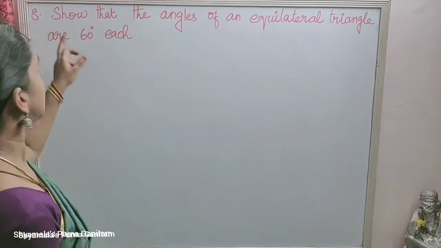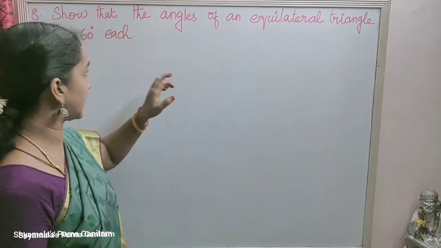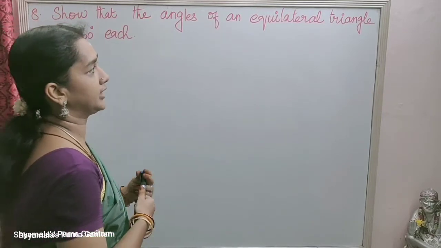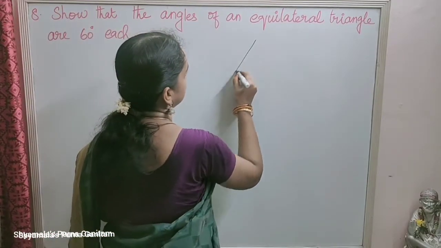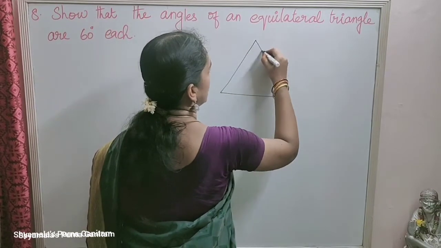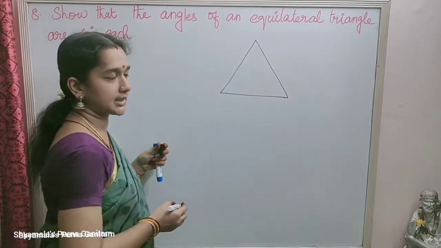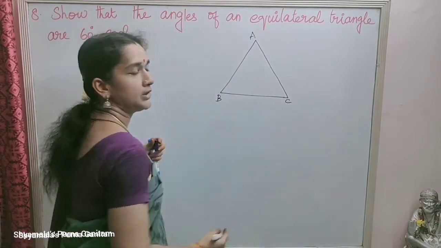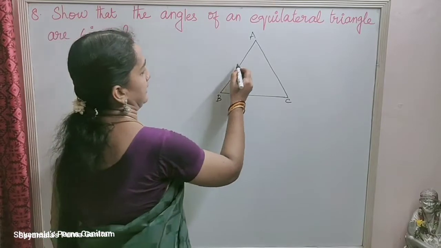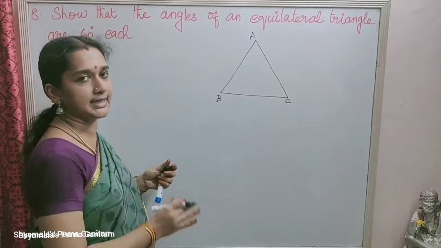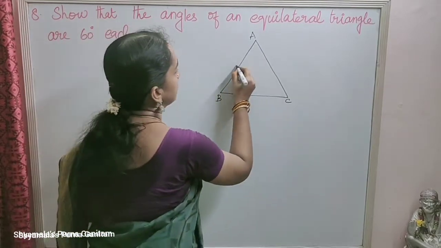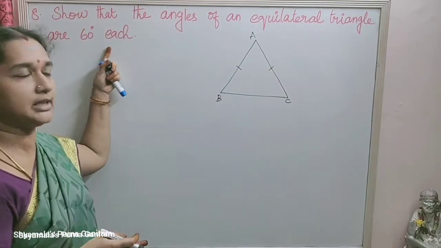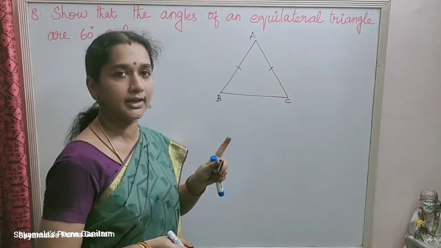Next sum is: show that the angles of an equilateral triangle are 60 degrees each. So we will take an equilateral triangle. This one also we will prove by the isosceles triangle property. So A, B, C. In an equilateral triangle all the sides are equal. So first, for proving the given result, we will take any two sides as equal.